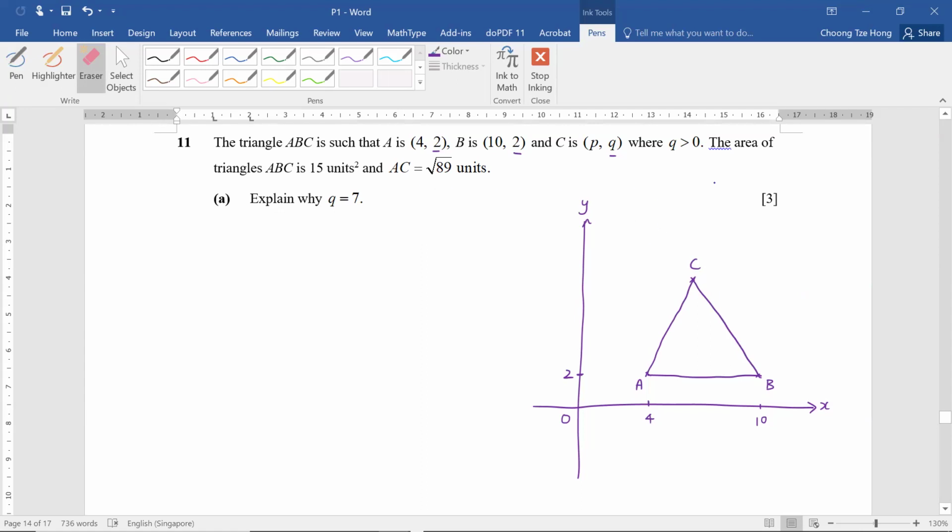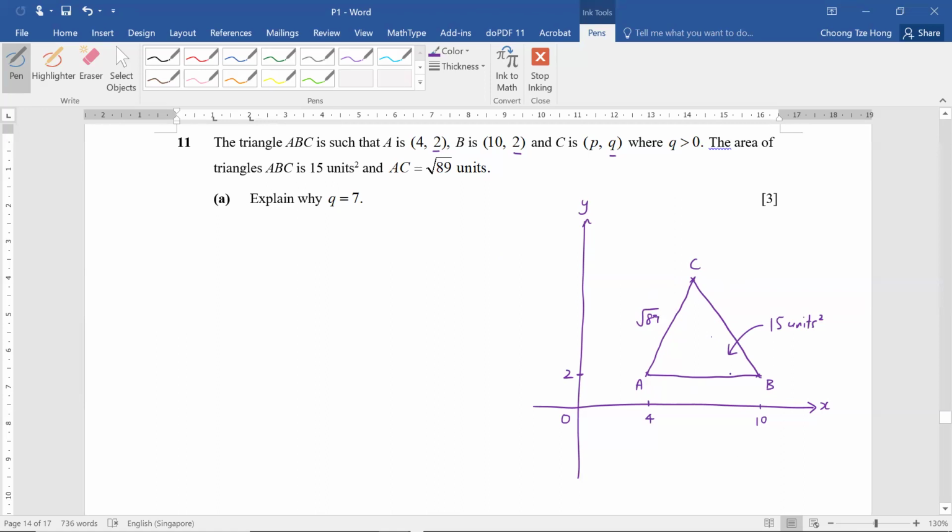Let's look at the other information. The area of triangle ABC is 15 units squared. So this area is 15 square units. Maybe I should write this one outside. The area is 15 units squared. What other information regarding the triangle do we have? AC is square root 89, as given in the question.